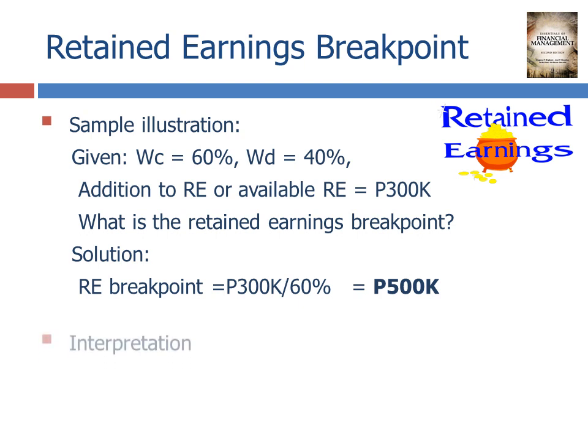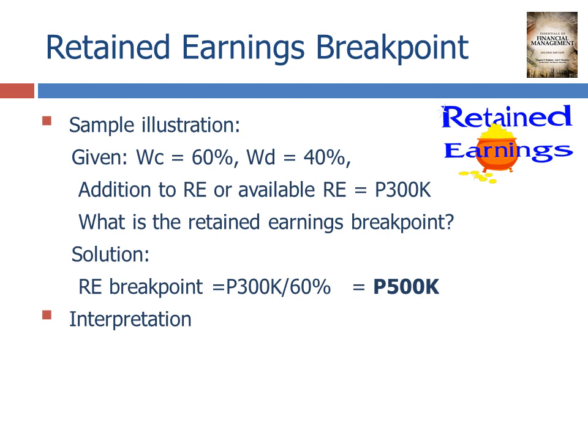So how do you interpret this one? Okay, so it means that the 500,000 is your threshold. If you need a project that costs 1 million, for example, you need to raise 1 million, you need to issue new common stock for that, for the equity portion. Your RE is not sufficient. But if you have a project which costs only 500,000 or below, meaning you need not issue new common stock for that, your RE is sufficient.